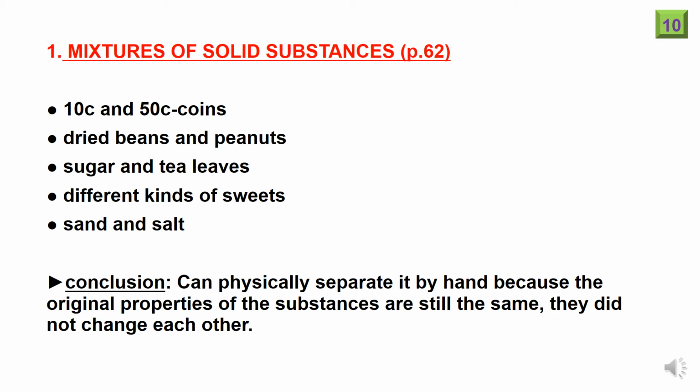So the dried beans, you can see them, and the peanuts, you can see that. So you can physically separate that. The same with the sweets. It can be color, it can be size, it can be anything. But the sugar and tea leaves and the sand and salt is a much bigger challenge, only because of their size. But this can also be overcome by physically separating them if you use a magnifying glass to see them better, and then you can still go and separate them by hand.